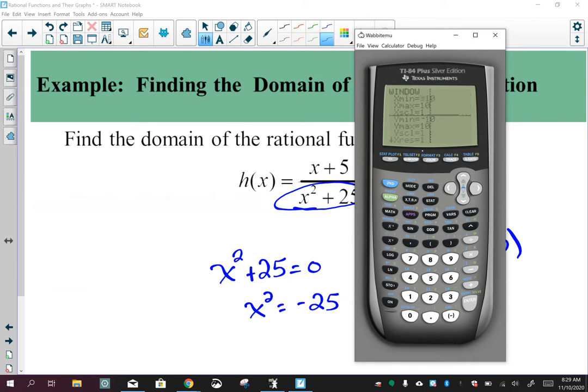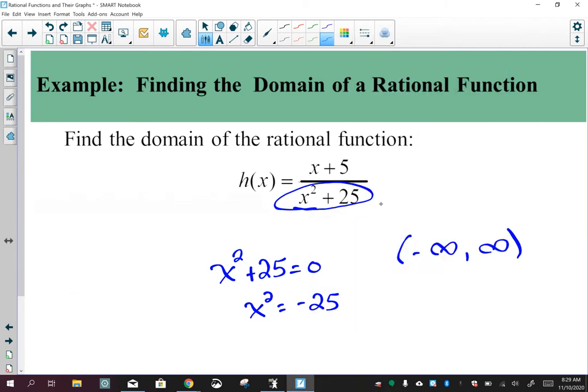It's really hard to see, so let's fix this window a little bit. We're going to fix our scale here. We're going to go from -1 to 1. See? And there you go. So you can see that there's no restrictions on that. It crosses the x-axis. There's no asymptotes or anything else like that. So that's why we have from negative infinity to positive infinity. Okay.